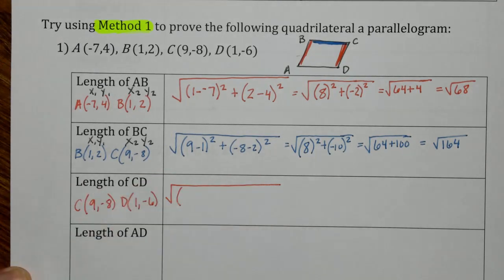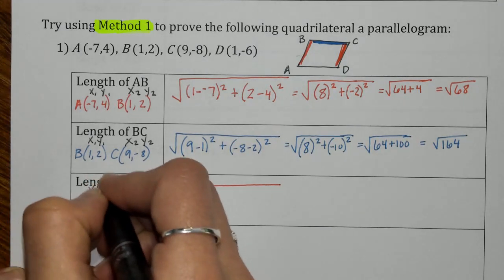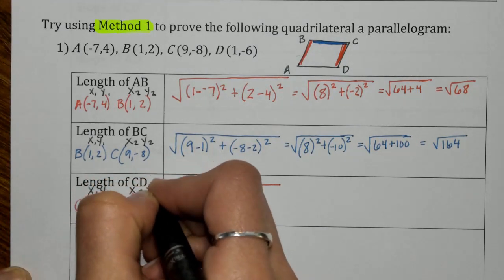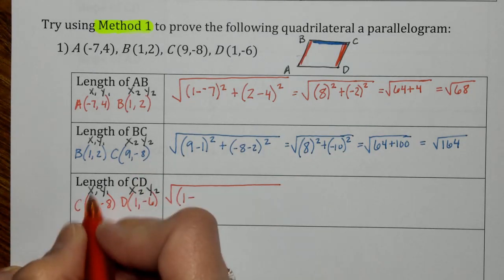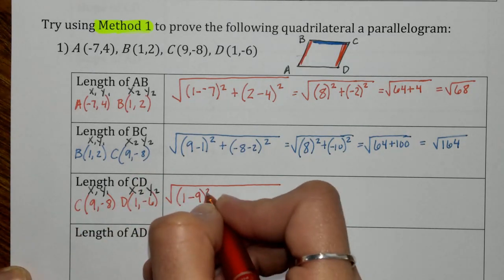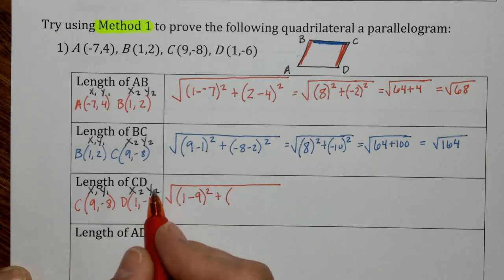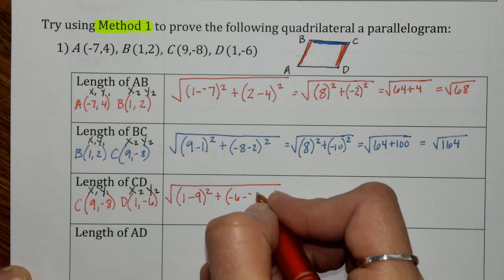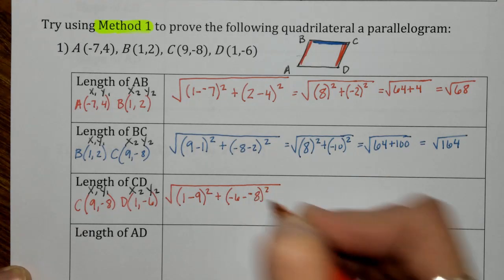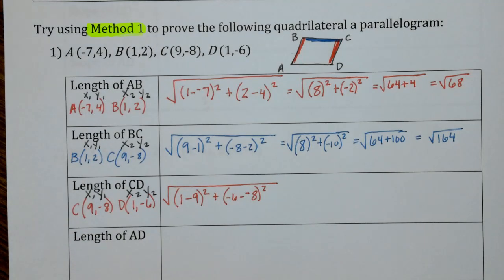Let's label our x1, y1, x2, y2. We have x2, 1, minus x1, 9, squared, plus y2, negative 6, minus y1, negative 8. Make sure we have that minus negative there. Okay, very, very important to have that minus negative.